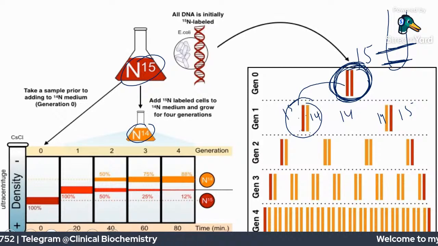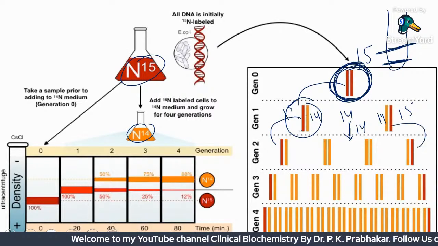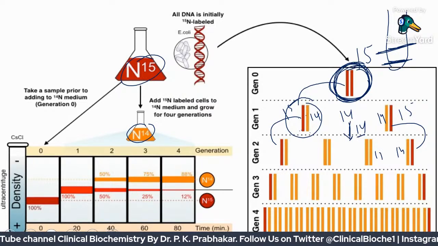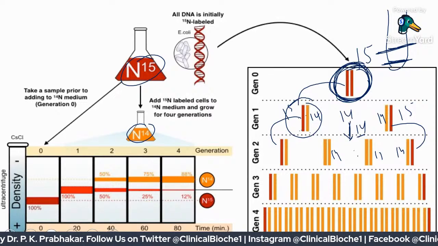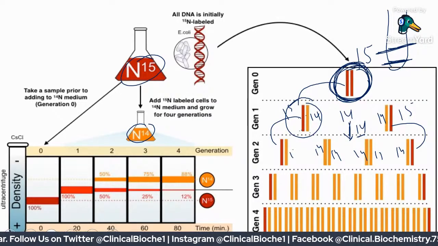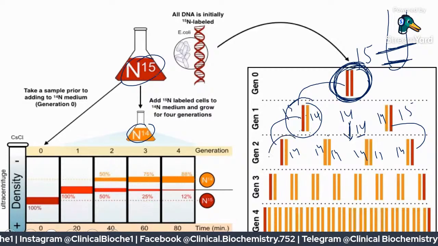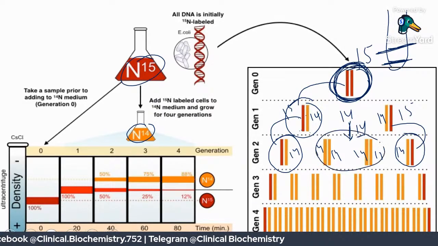And again, for the third generation, they have grown in N14 media. So only one strand will be 15. This strand will be 15. Remaining all will be 14 only, because the bacteria culture is in 14 medium. So this is 14, this is 14, this is 14. So all are 14. In this case, if you see, then 50% original type and 50% 14 containing.